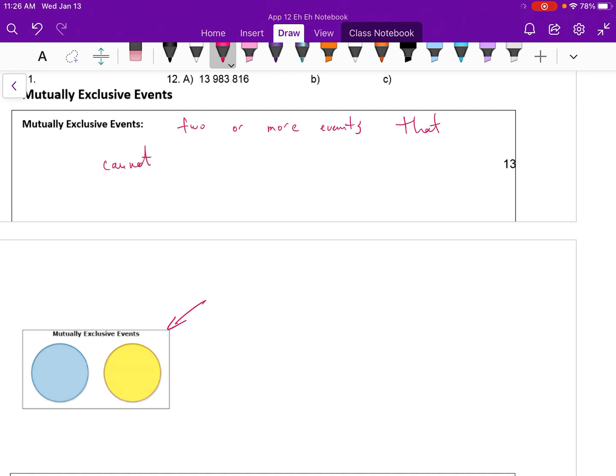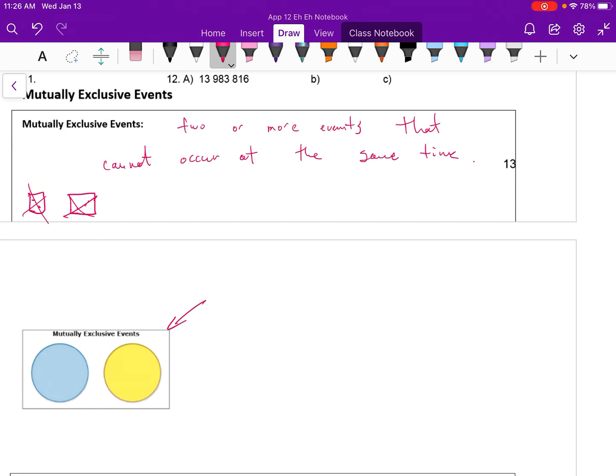events that cannot occur at the same time. And there are a lot of things that cannot occur at the same time. So if we were talking about rolling a dice, you cannot roll a 2 and a 3 at the same time. Those two don't happen. So we can say that they are mutually exclusive.